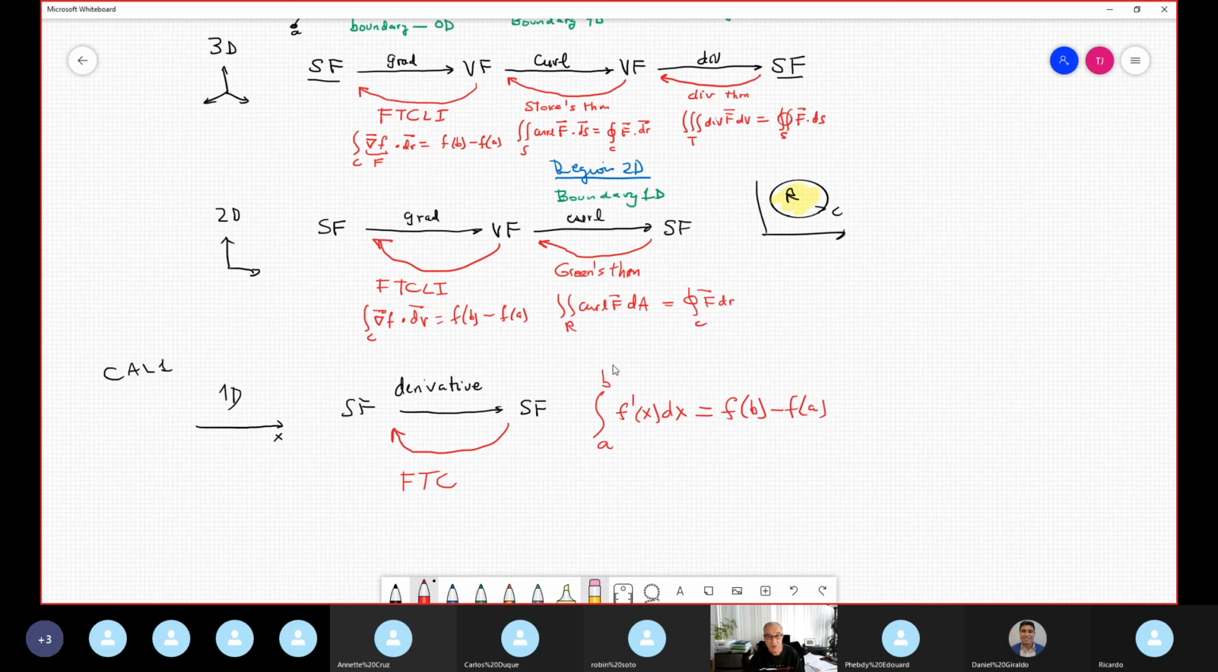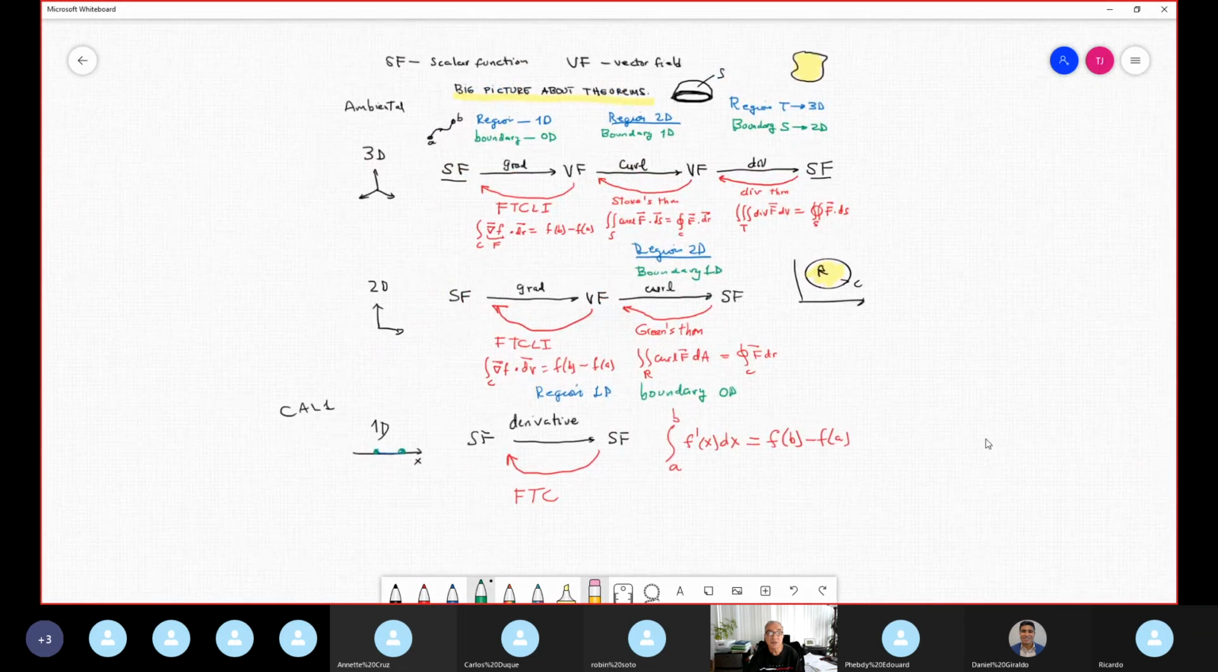So now, what about the boundary and what about the region in this case? The region is 1D. The region, in blue color, I'm using blue color for the region. How do you know it's 1D? Because it's one interval here. However, the boundary is 0D, because it's just one point. Remember, the boundary is the limitation for the region. Those are the boundary. Those are my region, which is just a line segment, bounded by one number and another number. So this is the big picture, guys, about the theorems and their position in mathematics.